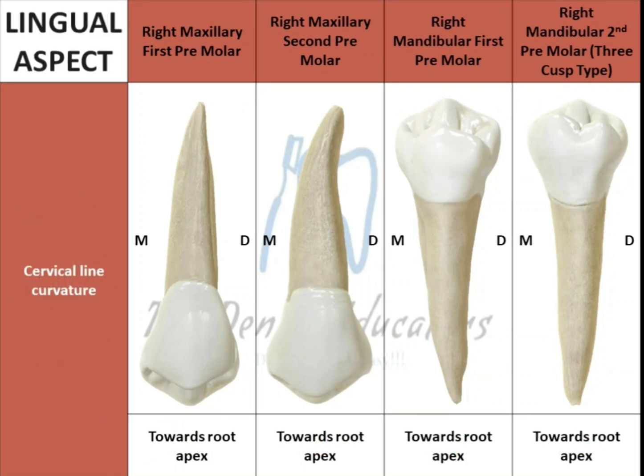On observing the cervical line curvature from the lingual aspect, a similar curvature to that on the buccal aspect is observed for all the maxillary and mandibular premolars. It can be observed in the image below. The curvature of the cervical line for the maxillary first premolar is towards the root apex. Similarly, the cervical line curvature for maxillary second, mandibular first and mandibular second premolars is towards the root apex.